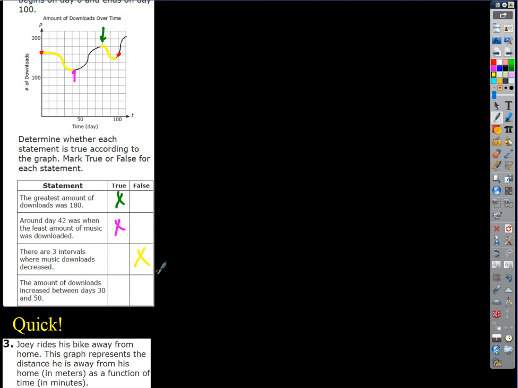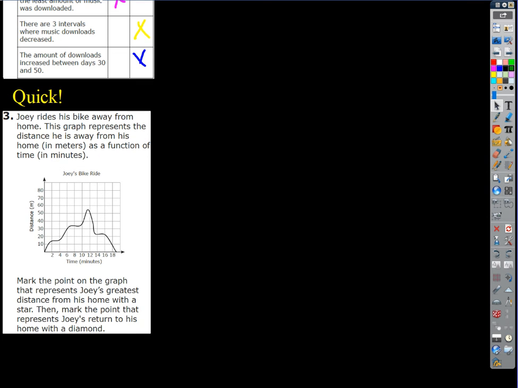The amount of downloads increased between days 30 and 50. So let's see, between days 30 and 50, there's day 30, there's day 50. It looks to me like the amount of downloads decreased. It was less on day 50 than it was on day 30, wasn't it? So once again, false. Right? They really ask these questions? Yeah, they do. I mean, there'll be some harder stuff too, but there's a lot of it that's going to be like this.